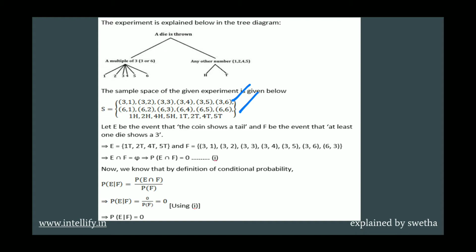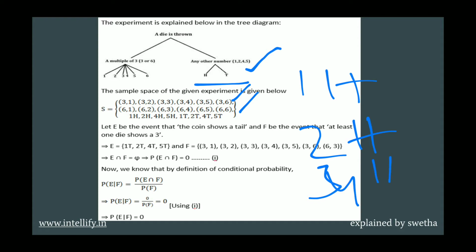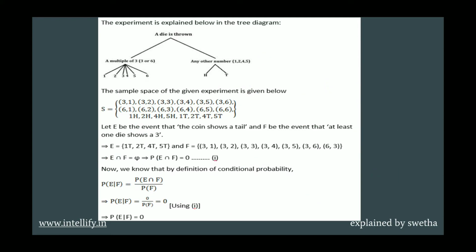And whenever there is another number, we have to toss a coin, so that again we get heads or tails. So 1 head, 2 head, 4 head and 5 head. At the same time, we can also get the tails: 1 tail, 2 tail, 4 tail and 5 tail. So this is the total sample space of the events which are given.